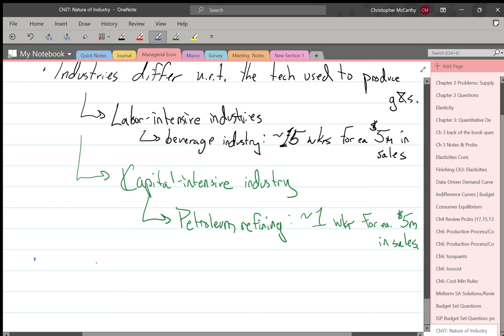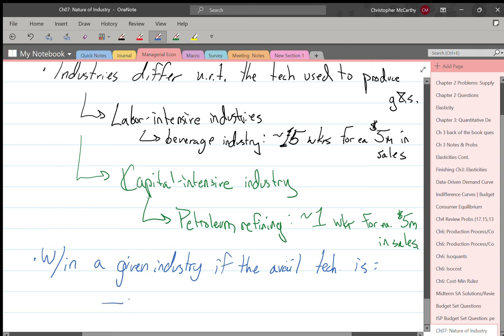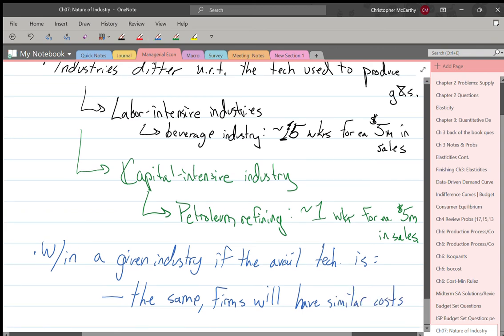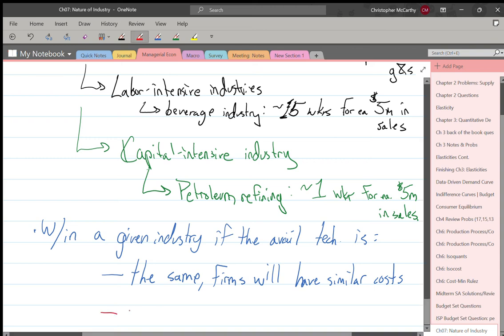So within a given industry, if the available technology is the same, then what's going to happen is firms will have similar cost structures. And obviously, if it's different, then it's likely that one firm will have a cost advantage.